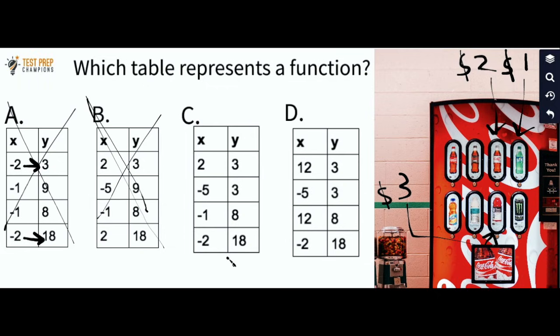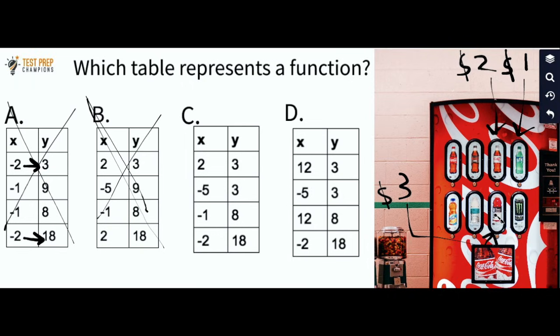So for each input, there's exactly one output. Now, I know what you might be thinking. You might be thinking, well, how come we have 2 output 3, -5 output 3? Well, the outputs can be the same. We don't care if the outputs are the same. We just want for every input, there has to be one output. All right, it's okay to get the same output for different inputs.